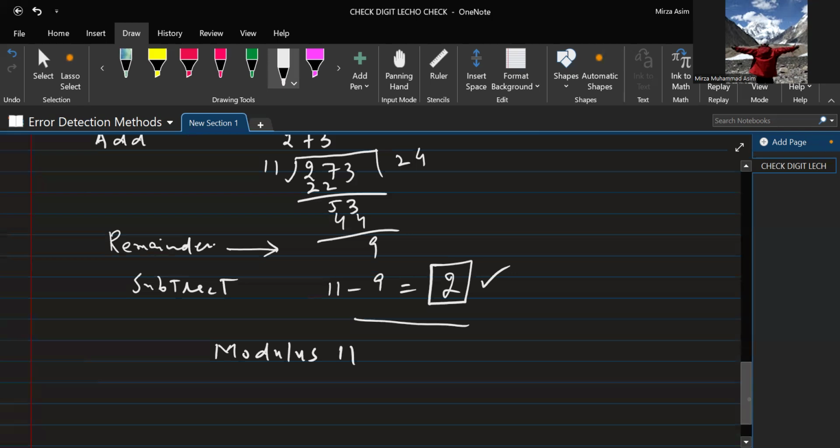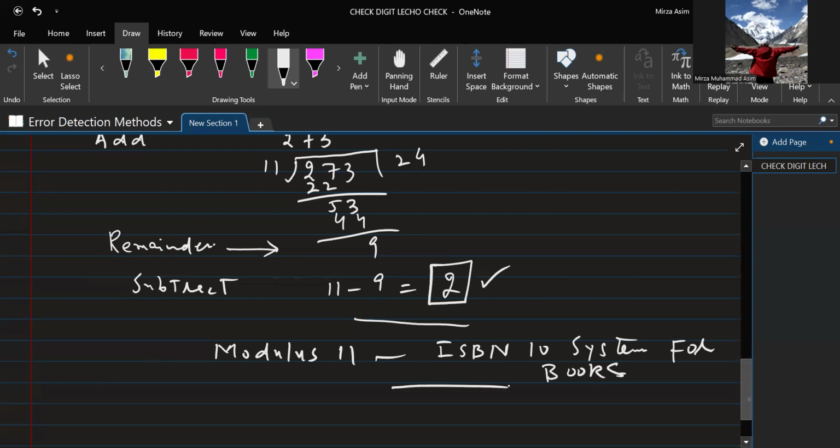Modulus 11 is normally used in the ISBN 10 system, which is for books. You can find these numbers on your books, right? You can give it a try.